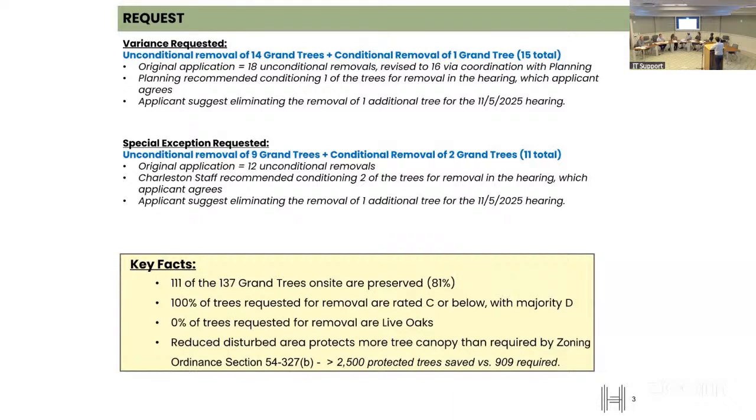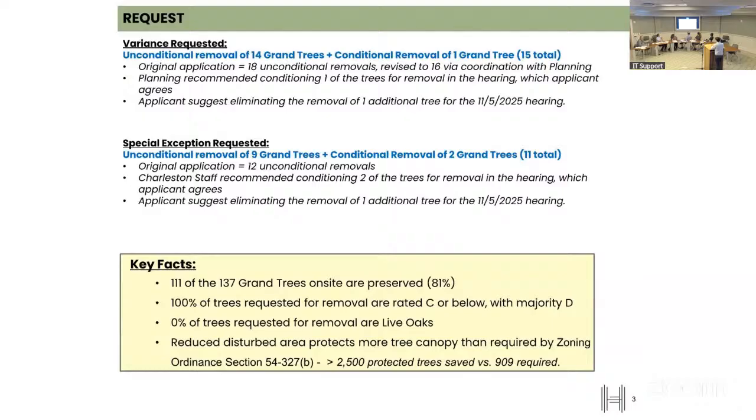Secondarily, for the special exceptions, we initially had 12 grand trees, or special exception trees, requested for removal. We are revising that to 9, with conditional approval of 2 of those, which are also tied to that sidewalk installation. When you look at the bottom, while this may sound like a lot of trees, there are 137 grand trees on the site. We're preserving 111 of them with a request to remove the remainder. 100% of these trees are rated C or below, with the majority of them D.